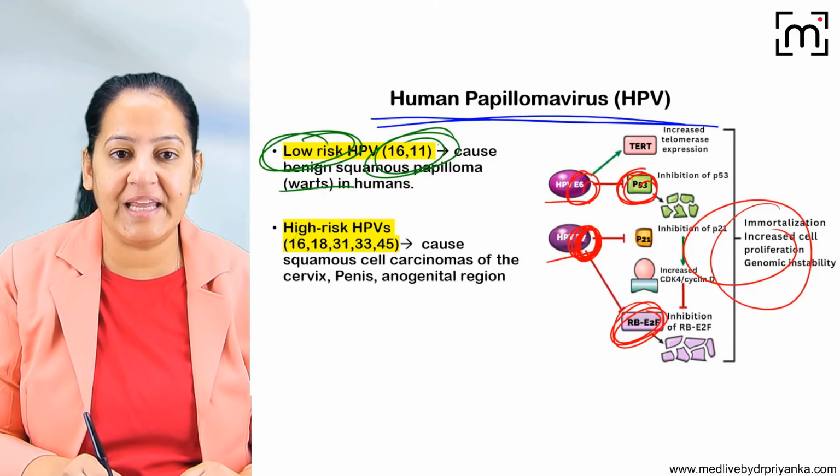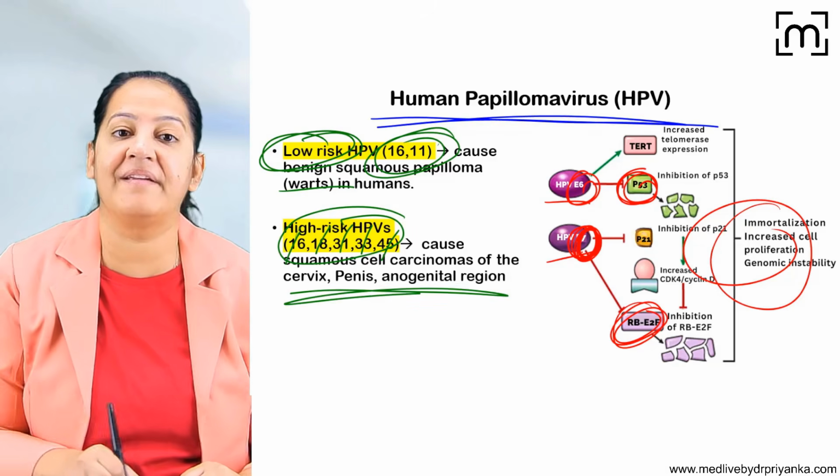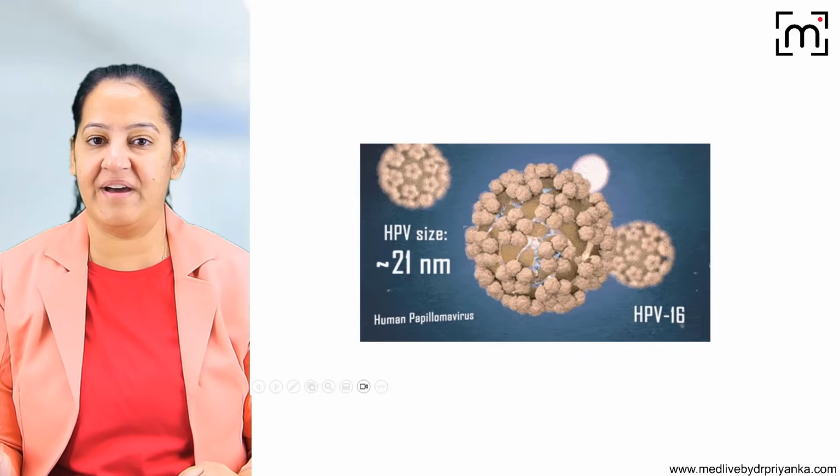And 16, 18, 31, 33, 45, these are high risk HPV because they cause malignant cancers in males and females, the genital cancers. I hope you got it. So this is the HPV virus you can see.